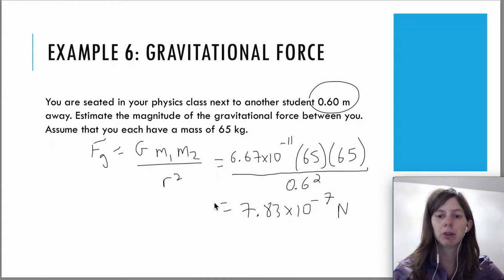So the point of this plug and chug problem is that this gravitational force is extremely small when you're talking about two human beings. That's why when you're sitting next to somebody, you don't feel attracted to them, all right? Even though you may be secretly attracted to them, you don't feel physically pulled in toward them.